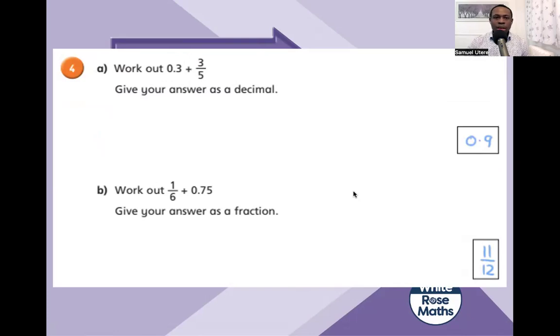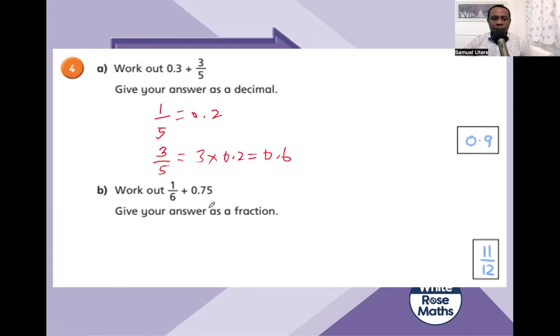Now, here is where equivalence becomes very useful. If you remember from our very early lessons, we know that 1/5 is 0.2. So 3/5 will be 3 lots of 0.2, which is 0.6. So here they're asking us to add 0.6 to 0.3. So it should be 0.9. We can use equivalence to answer this question, can't we?